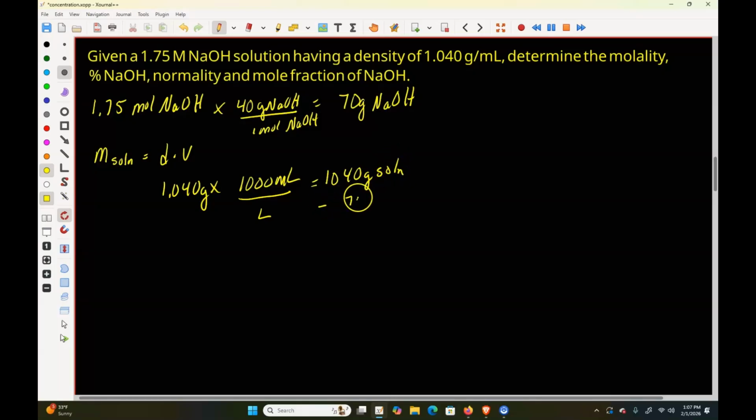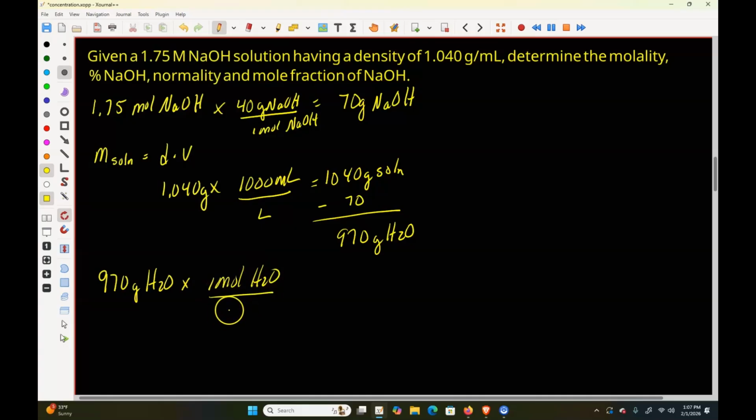If I subtract my 70 grams of sodium hydroxide from this, I will have 970 grams of my solvent, which is water. I can then take this 970 grams of water and convert this into moles of water. Molar mass of water is 18. So this will give me 53.9 moles water.